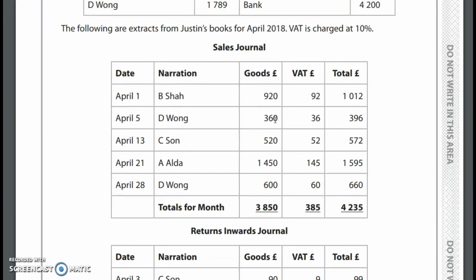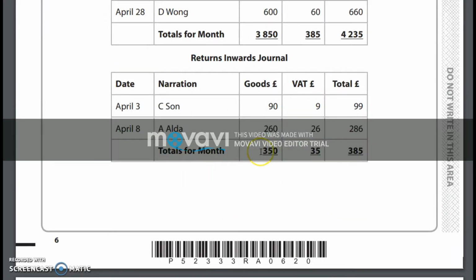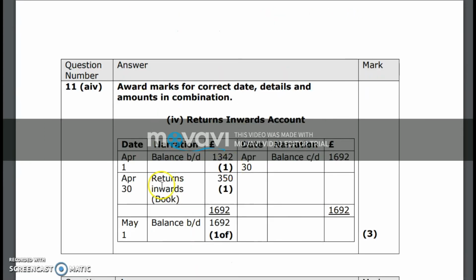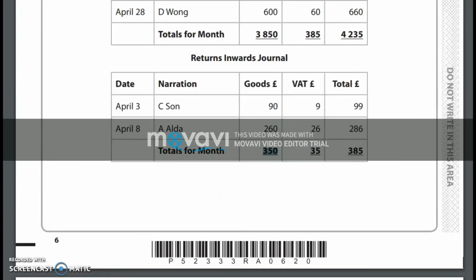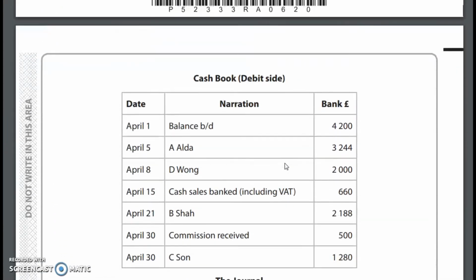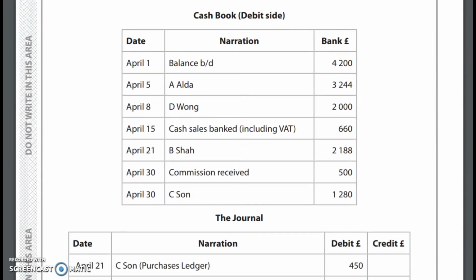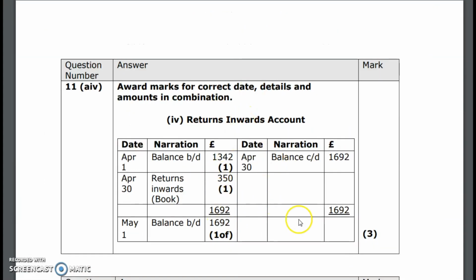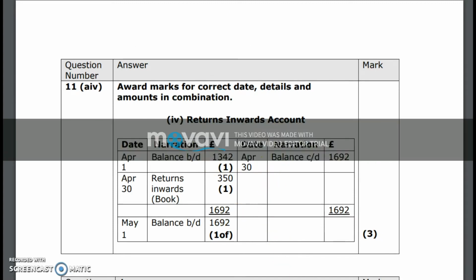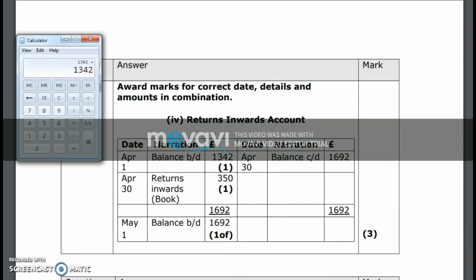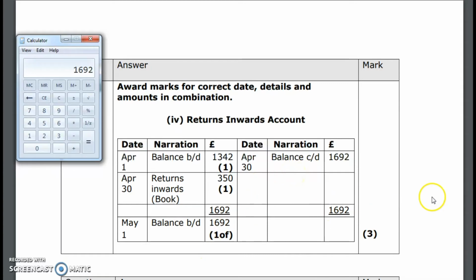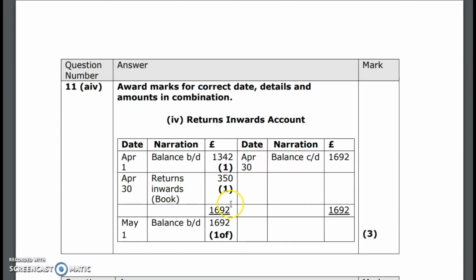The sales journal doesn't matter to us, but you have to take the return inwards journal. The total you have to consider is the goods value, 350. So since it's an expense, we debit it. It's April 30th return inwards. Then we consider whether we have any other transaction to return inwards. Unfortunately, no. So therefore, we balance it off, which gives us 1342 plus 350 equaling 1692. So the balance carried down comes on the credit side, that becomes balance brought down the next month on the debit side. Bringing us to the end of part 3.